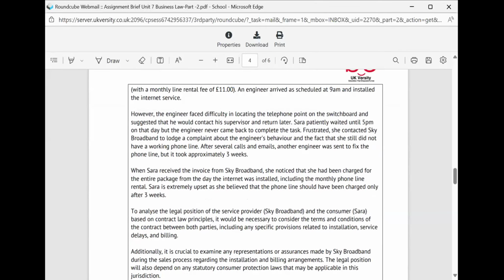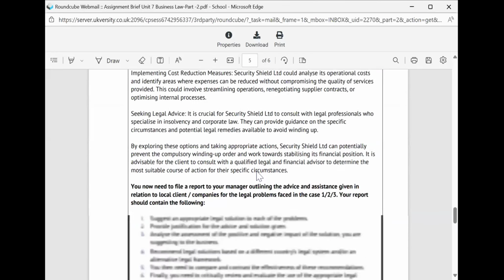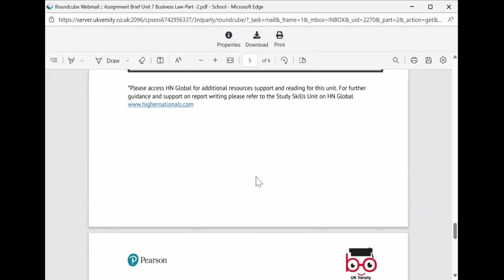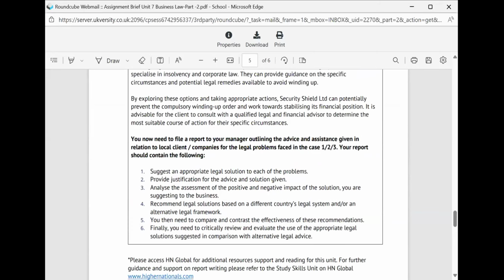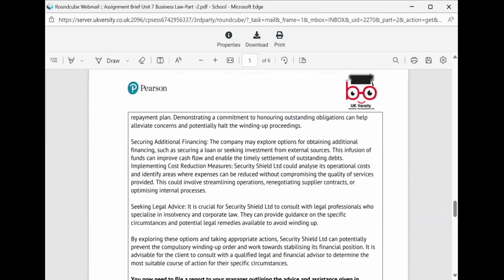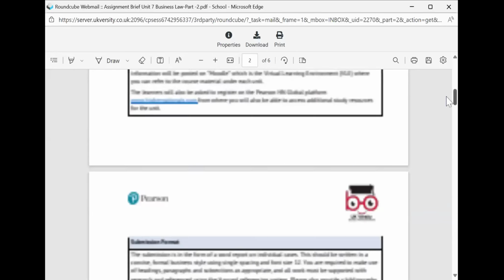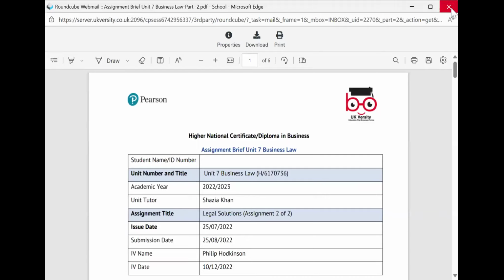For part 2, you have case studies that you need to do. There are four case studies, three of which you need to look at, and you need to file a report. This is in the final session when we do the assignment discussion. I just want to show you them so they're available for you on Moodle and what they look like, okay?